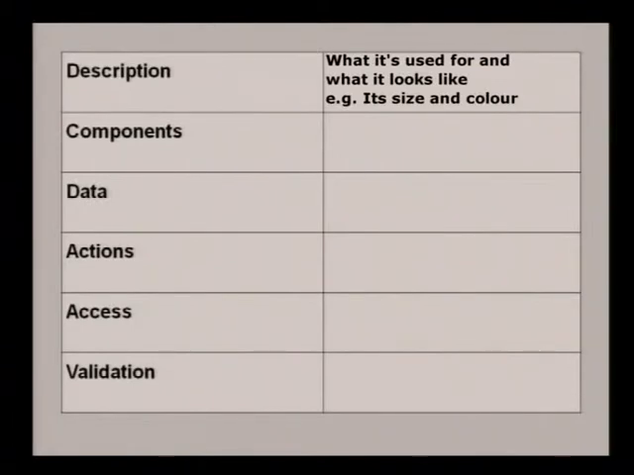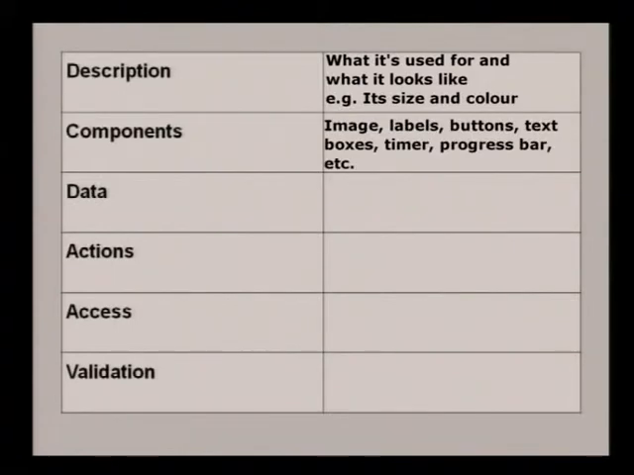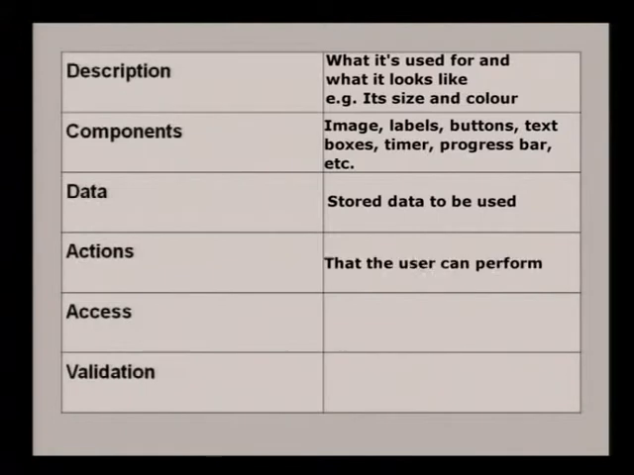Descriptions such as what it's used for and what it looks like, for example, its size or color. Components like image, labels, buttons, text boxes, timer, progress bar, etc. Data, that is the stored data to be used. Actions that the user can perform. Access, meaning who can access the screen, and validation. In other words, is it required or not?